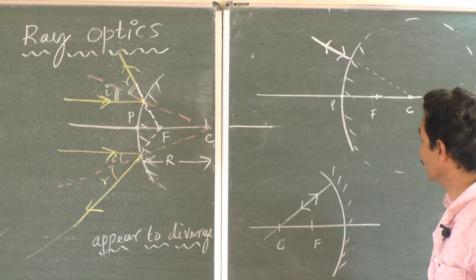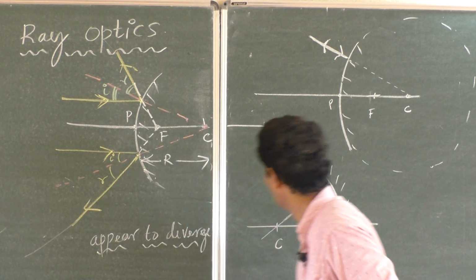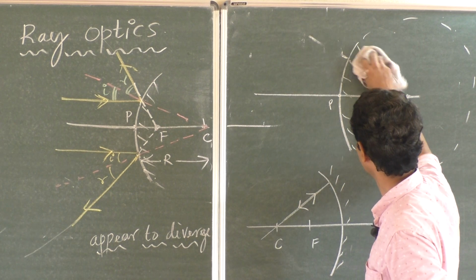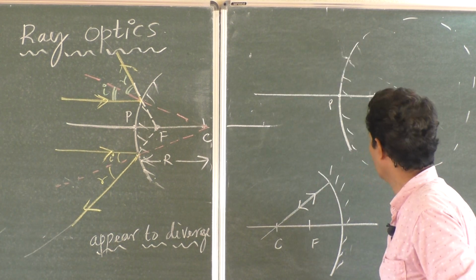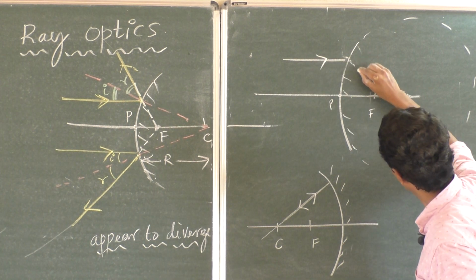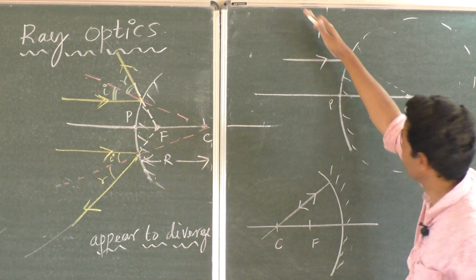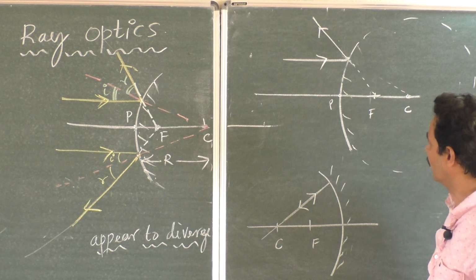This is the normal incident ray here, which is along the center. And again, any ray parallel to the principal axis appears to diverge from the focus like this. So it reflects in such a way that it appears to come from the focus.